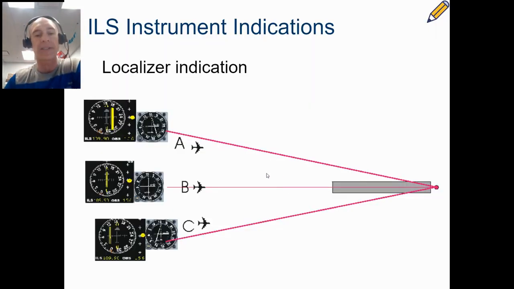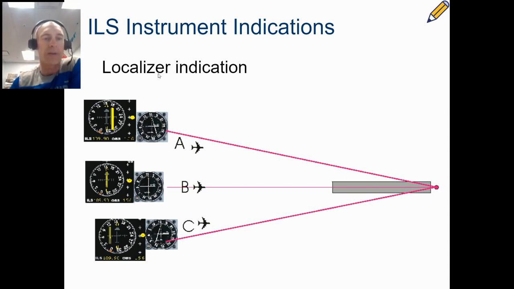The localizer is a left to right indication. So now we're not looking at this horizontal line right here. You can see that horizontal line is right in the middle. So that's showing that we have the appropriate altitude. We're right along that glide slope. And now we're looking at the localizer. Localizer is left to right.